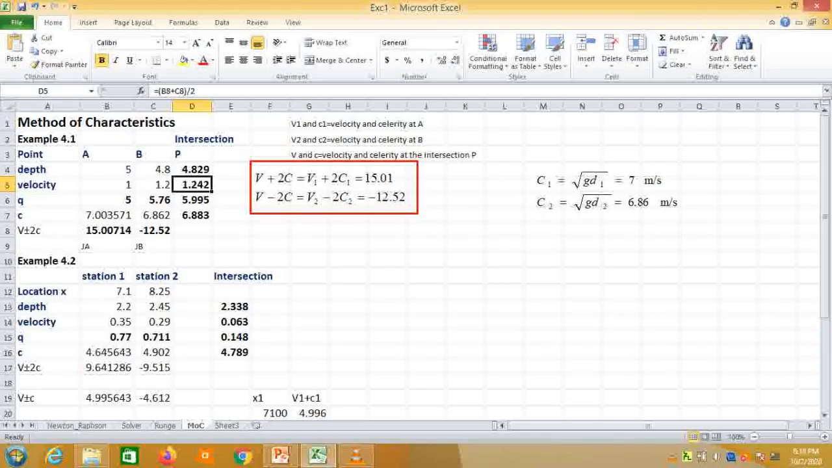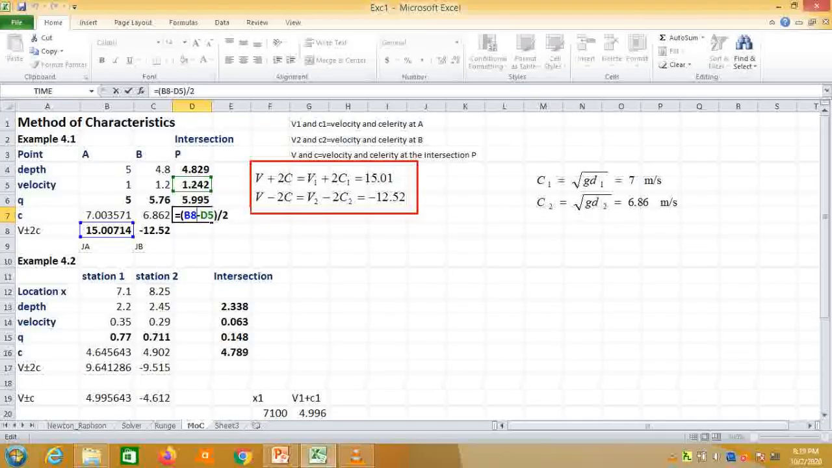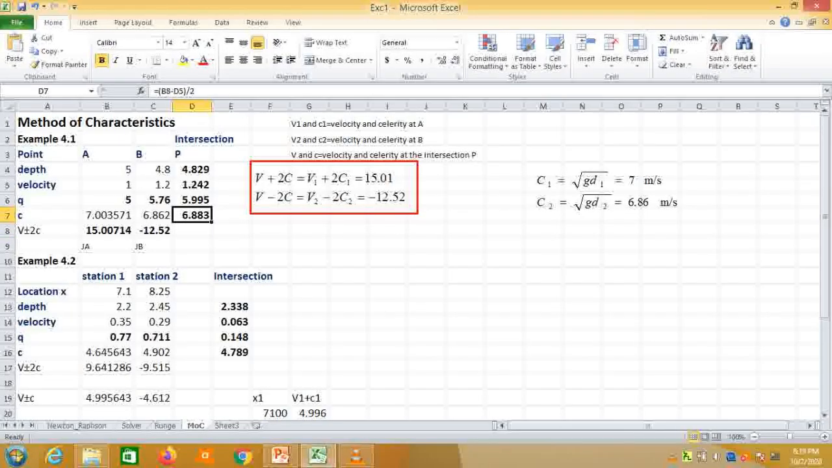So that's basically here. That would tell you V plus 2C here, 15 minus the velocity here, the velocity which we have obtained, which is 1.242. Then divided by 2. Then this should give you the value of the celerity at the intersection. So we have essentially found the velocity and the celerity at the intersection.